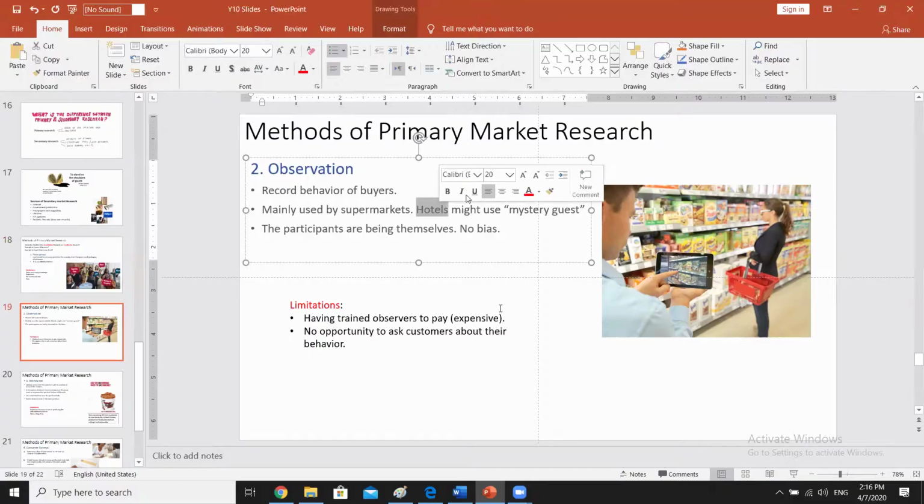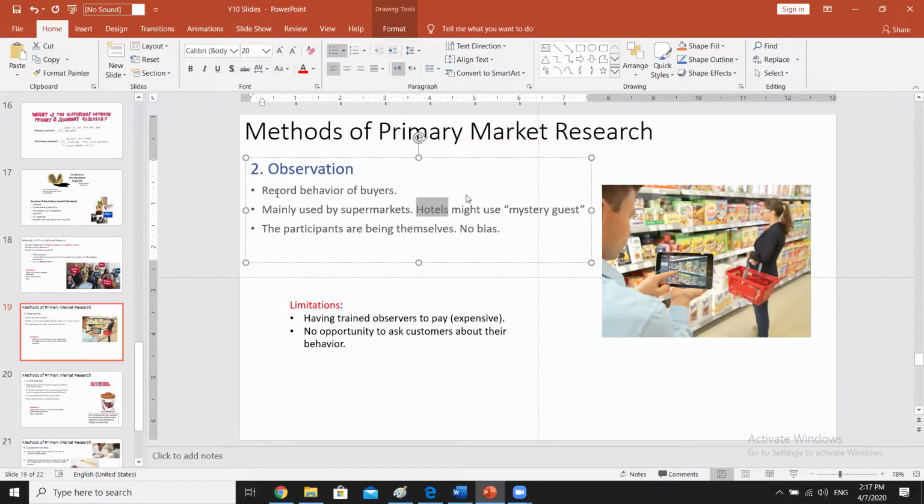Okay, so hotels might use this method as well. What they do is that they invite people to the hotel, who are called mystery guests. They go and stay at the hotel, just like any other normal customer. They would call in the service, they would use the services that the hotel has, and then after the experience, they would tell the hotel what they thought about the stay. The mystery guest, you might not even tell them that they're participating in research, but later on ask for their opinion, you know?